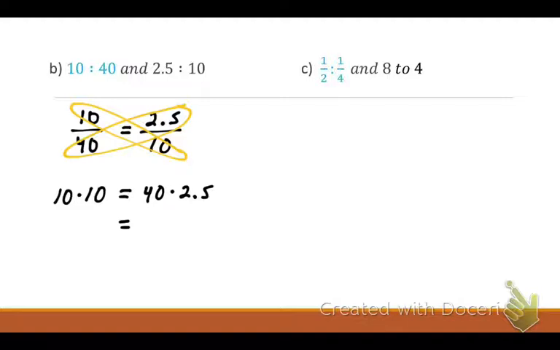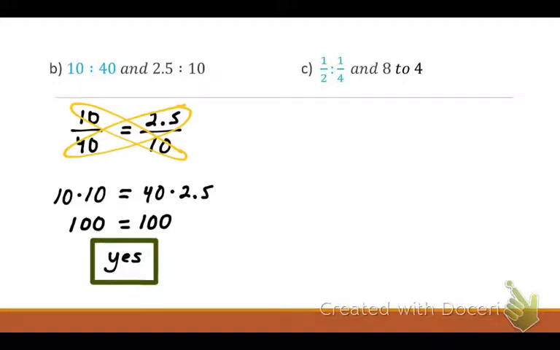All right, what's 10 times 10? 100. And what's 40 times 2.5? 100. Does 100 equal 100? Yes. So the answer would also be yes, they do form a proportion. If you look at the next one, it's a little different because I have fractions there, but we know how to divide fractions also. So it's going to be 1/2 divided by 1/4 is equivalent or equal to, what will the other one be for 8 to 4? 8 over 4.